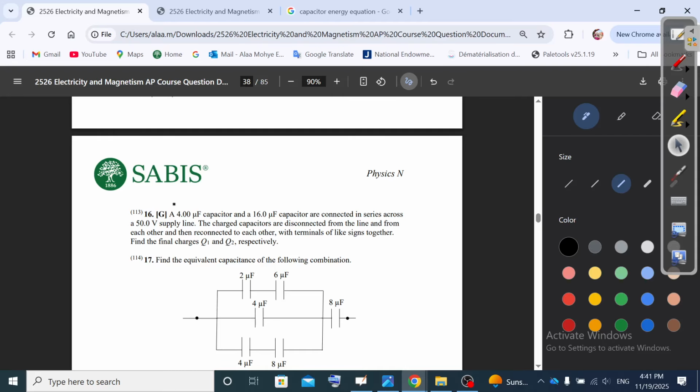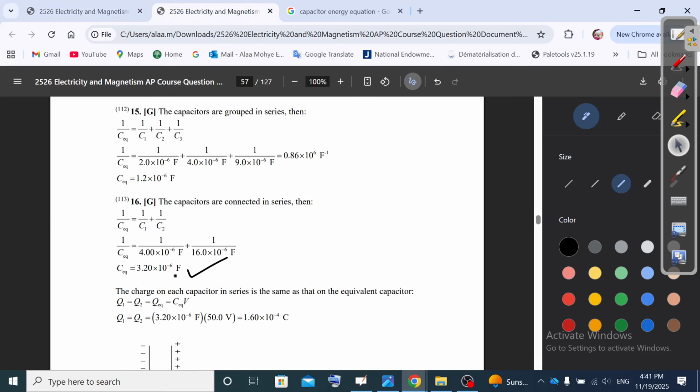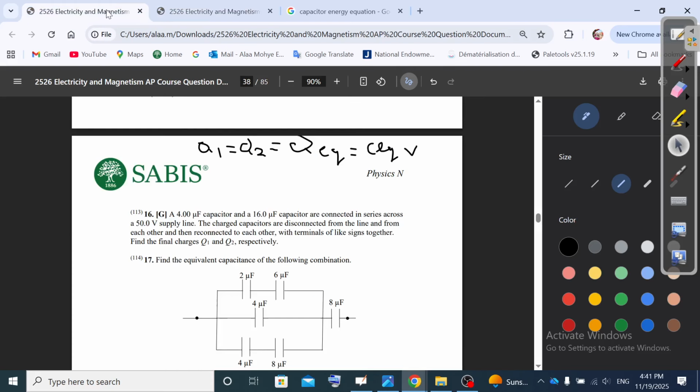Now, how to solve this? Okay, let's start. In series, your Q1 would be equal to your Q2, which is equal to your Q equivalent, and that is your C equivalent times V. Then how to find the C equivalent? It was this one, which we said was the 3.2. So Q equivalent is 3.2 times 10 to the minus 4 times the 50.